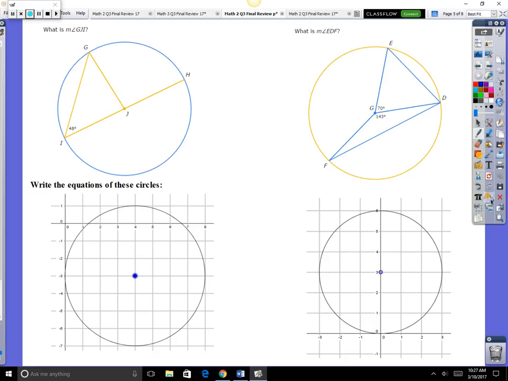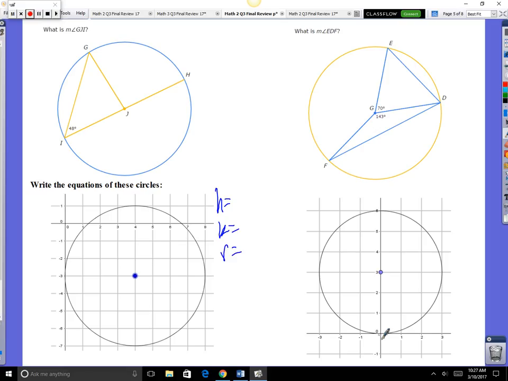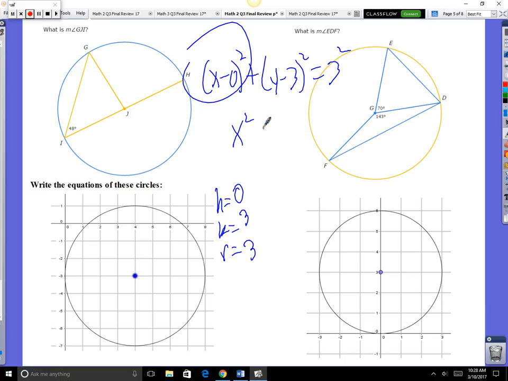Circle number 2, your h, your k, and your r. To get to this dot, you don't go left or right, so h is 0. For k, you go up 3. And your radius is 3. So then it's going to be x minus 0 squared plus y minus 3 squared equals 3 squared. And if you ever get 0, just write that as x squared plus y minus 3 squared equals 9.